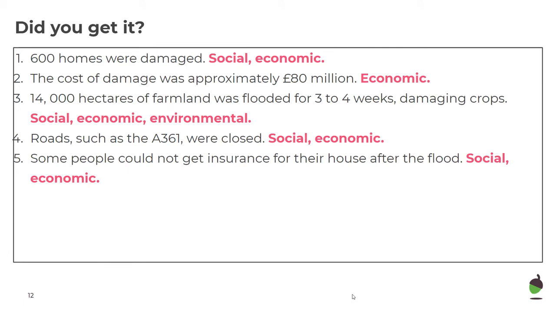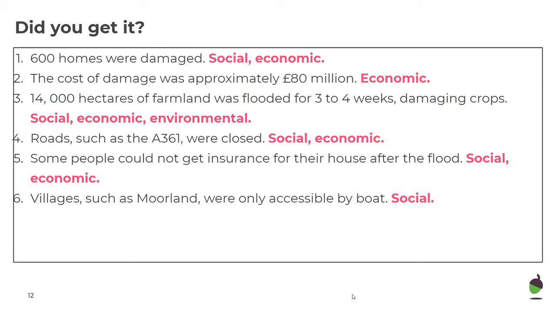Number 5. Some people could not get insurance for their house after the flood. So this would be social and economic. And this is because people may struggle to sell their homes. This also can be quite a worrying situation for people. Number 6. Villages such as Moorland were only accessible by boat. This is a huge social issue because people's daily lives are significantly disrupted.